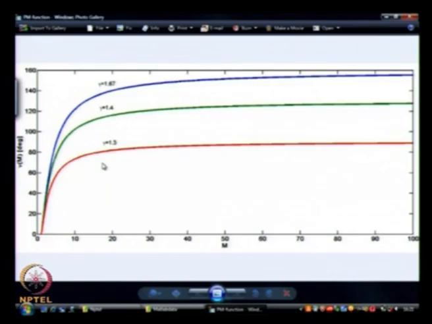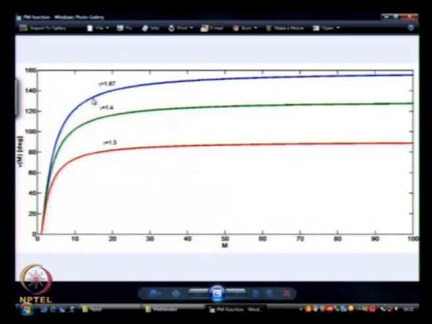What I have plotted here is Mach number on the x axis all the way up to 100, and on the y axis it is angle in degrees. I am starting from M equal to 1. Of course you should know that below M equal to 1 this function is not valid, it is not supposed to have any function value, and it will go complex. Anyways, from M equal to 1 onwards I have plotted for 3 different gamma values.